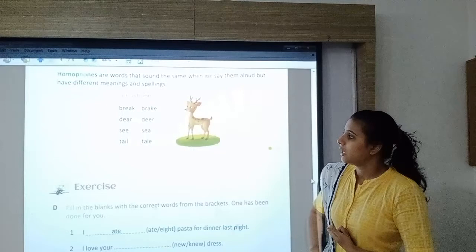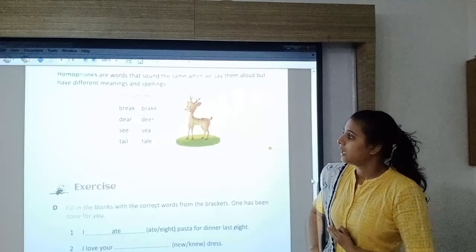Another example is given here. D-E-A-R, dear, and D-E-E-R, deer. This deer, that means an animal which is called hiran. And this dear is someone who is very close to us, whom we call pyara or pyari. So that is dear. Next is see. See, that means to look. And S-E-A, it is a large water body that is called samudra, sea.